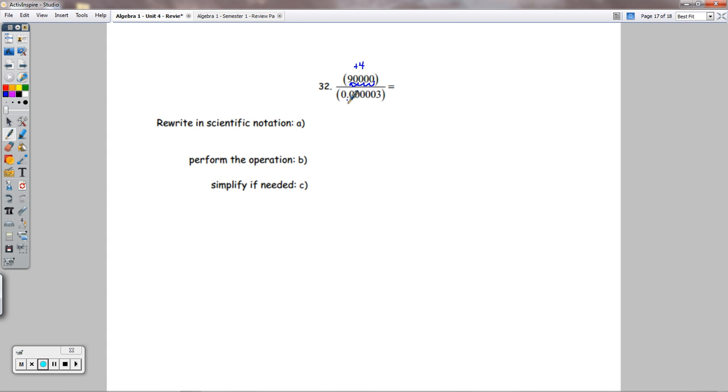And this one, we're going to move 1, 2, 3, 4, 5, 6 spots that way. That'd be a negative 6 power right there. So that, written in scientific notation, is 9 times 10 to the 4th divided by 3 times 10 to the negative 6.